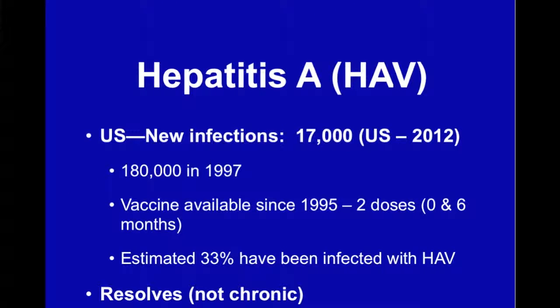Hepatitis A, there is a vaccine available. It's been available since 1995, and it does take 2 doses. One now, and then you get one in 6 months. Approximately 33% of folks have been infected with hepatitis A and may not even have known that. It resolves on its own, is not a chronic condition. The transmission route is fecal-oral.